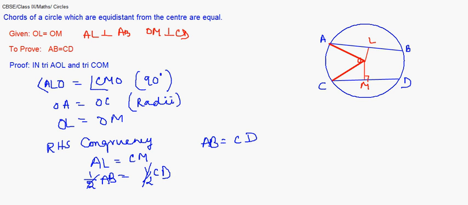That we were supposed to prove. Let's move on. Now what do we take up? I write, it says one more on the chords again. It says equal chords of a circle subtend equal angles at the center.